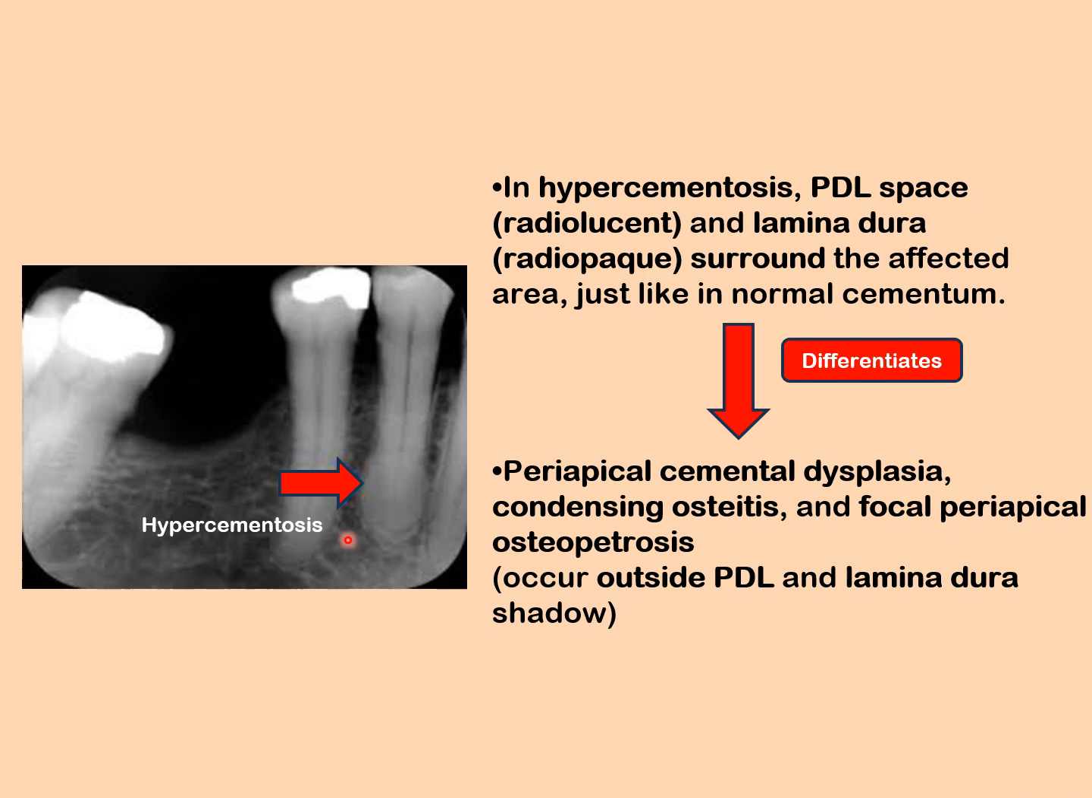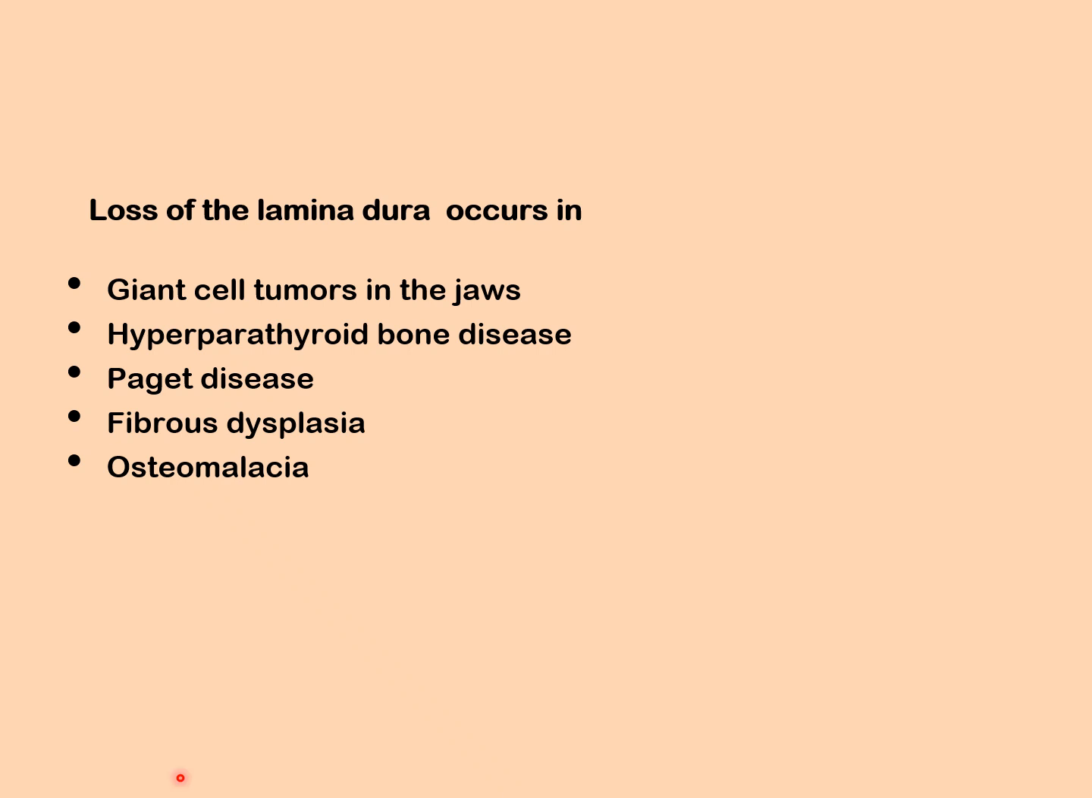Radiographically, lamina dura helps differentiate conditions such as periapical cemental dysplasia, condensing osteitis, and focal periapical osteopetrosis from hypercementosis, in which it surrounds the affected area just like in the normal cementum. Few conditions in which we can see loss of lamina dura include giant cell tumors in the jaws, hyperparathyroid bone disease, Paget's disease, fibrous dysplasia, and osteomalacia.